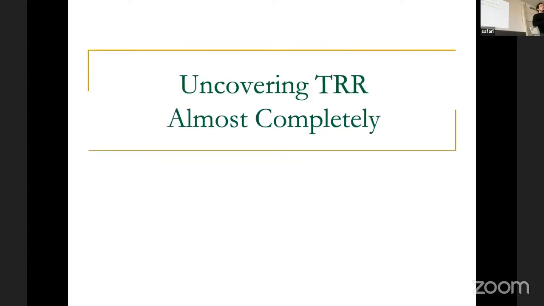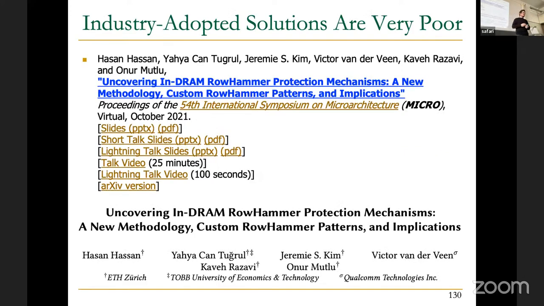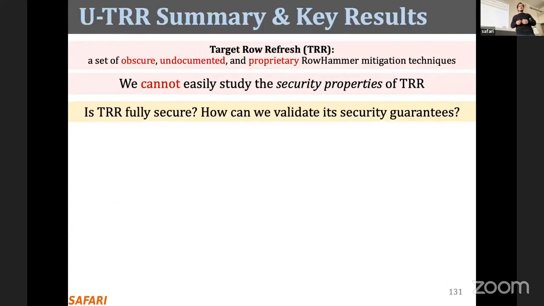The paper we just described partially uncovered these mechanisms and figured out some access patterns to bypass them. But using our DRAM-based testing infrastructure, we were actually able to understand these mitigation mechanisms in much more detail. We did this analysis and uncovering in the paper on DRAM RowHammer protection, U-TRR. We show that TRR is not fully secure, and we verified that it's not secure.